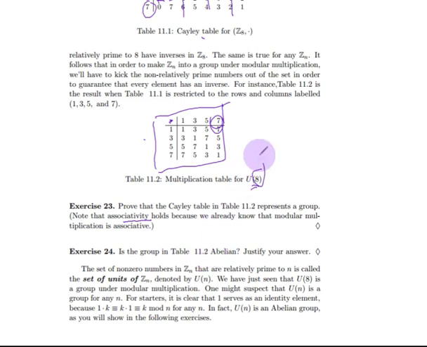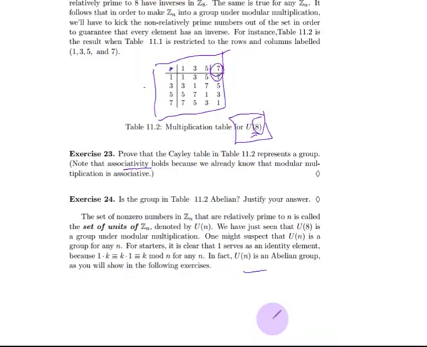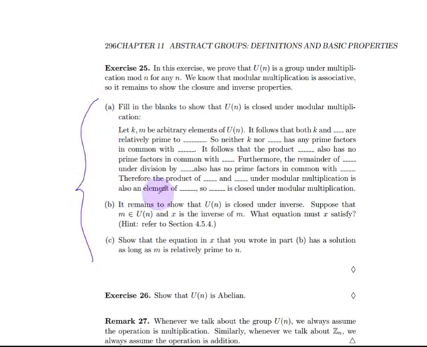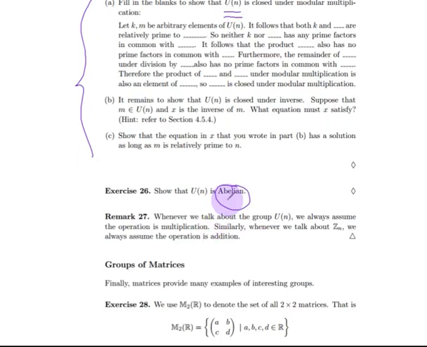Now we did this for 8. We can do this for any number n, and that will give us a group. And here are the exercises where you're going to prove this formally. Fill in these blanks to show formally that the numbers relatively prime to n, less than n, form a group under multiplication. And it actually forms an abelian group, a commutative group.